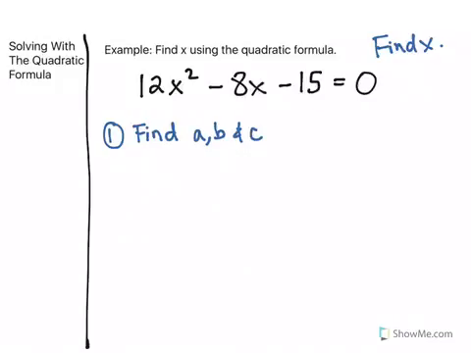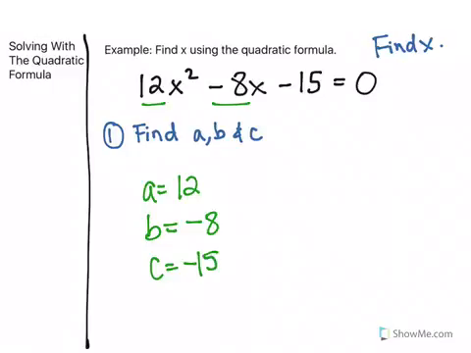So in this case, a equals 12. I got it from right here. B equals negative 8. Very important that you keep those negative signs with their value. And C equals negative 15. Once you have these three variables defined, or these three letters defined, all you need to do is plug them into the equation from the last page.